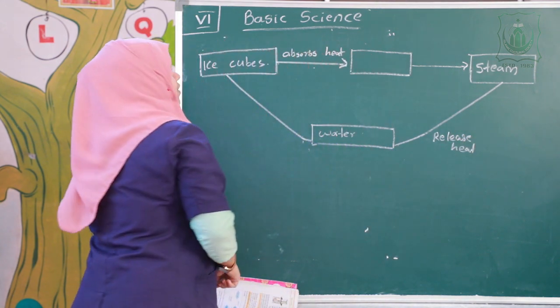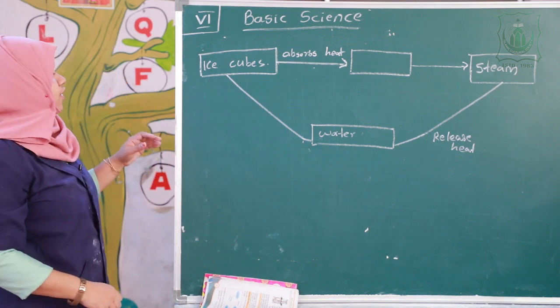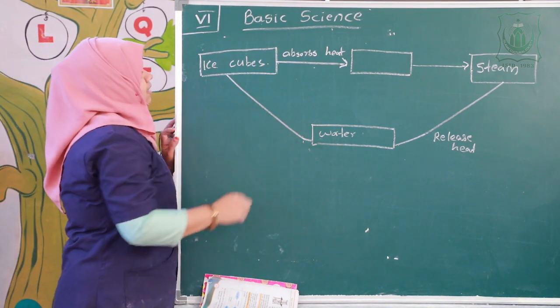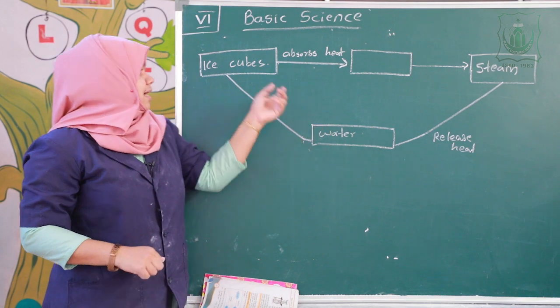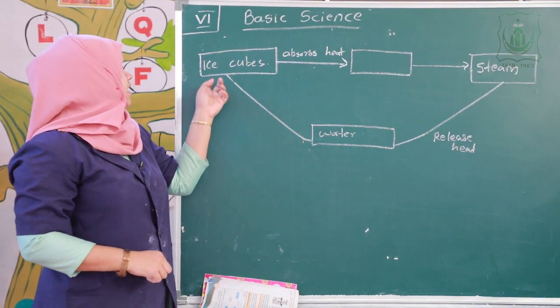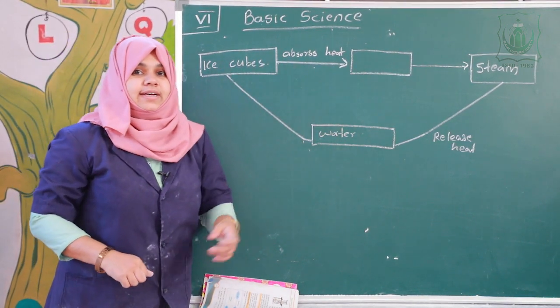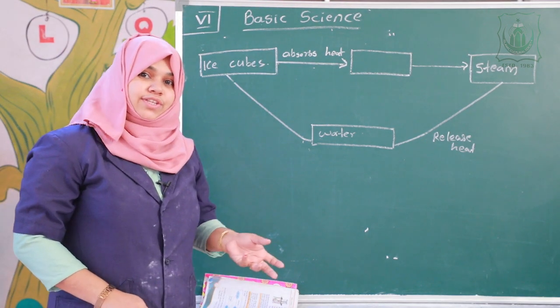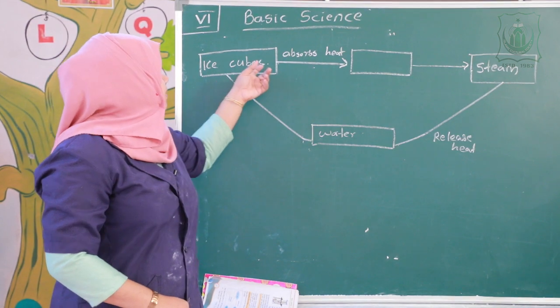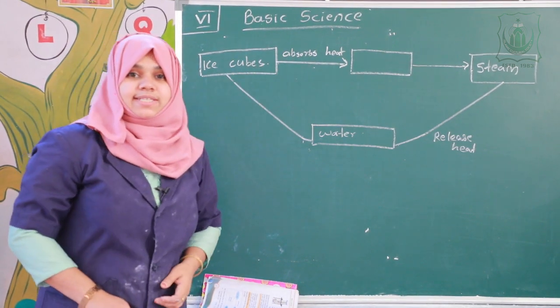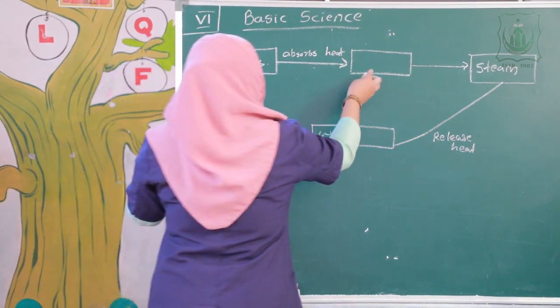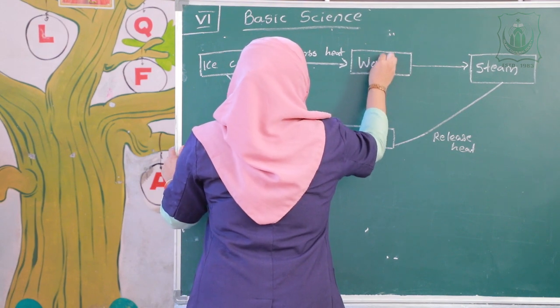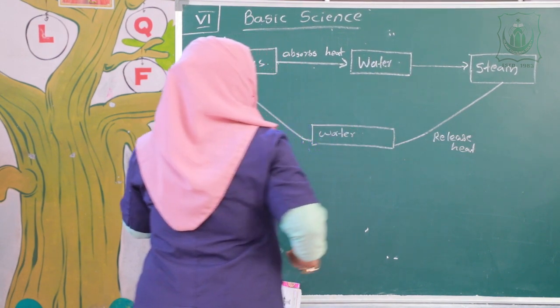Here, this is the flow chart. You must complete this flow chart. Ice cube absorbs heat. While heating, the ice cube turns to what? Ice cube changes into which form? Yes, we know that. While absorbing heat, the ice cube changes into water. Very simple. We know that.